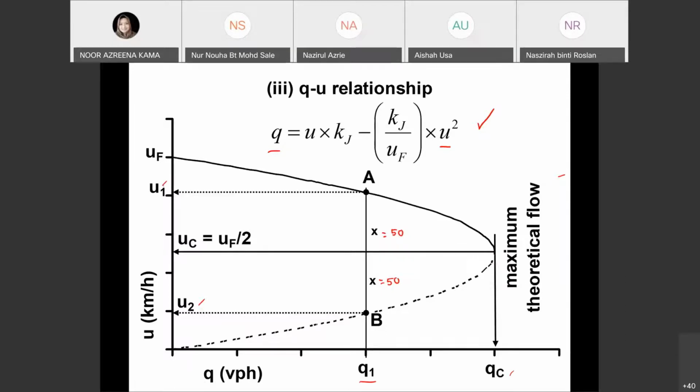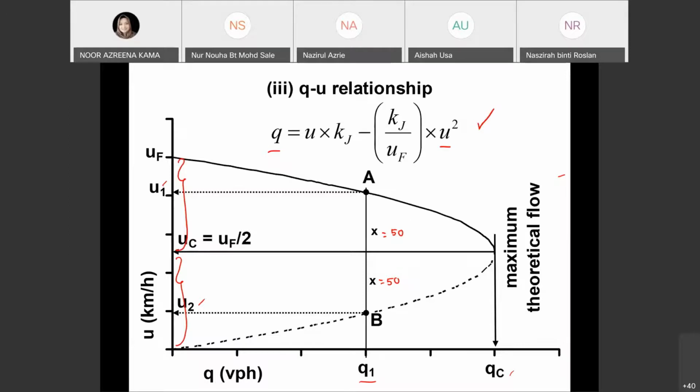Okay, at the KC, which is at the maximum theoretical flow, the U here is UC. UC is the U at capacity. So, U at capacity equals free flow speed divided by 2. Maksudnya, the distance from UF to UC equals the distance from UC to 0. Okay, so dia divide sama. Okay. Sampai situ boleh ke?